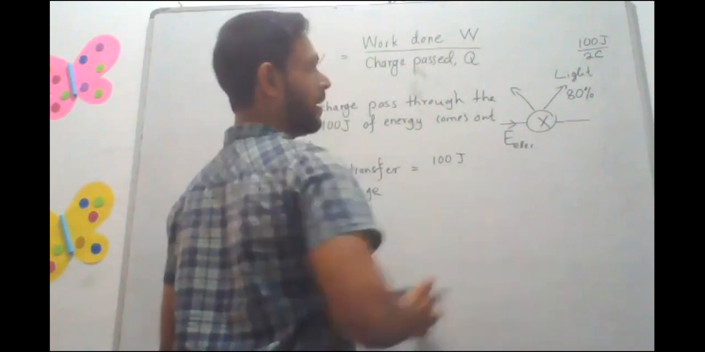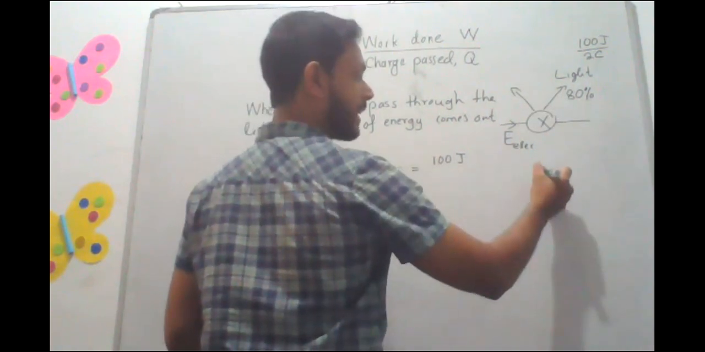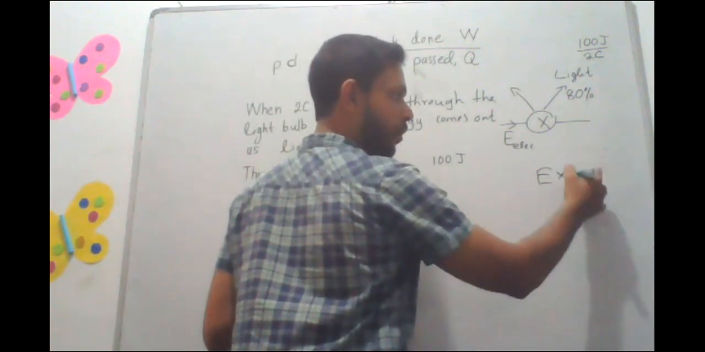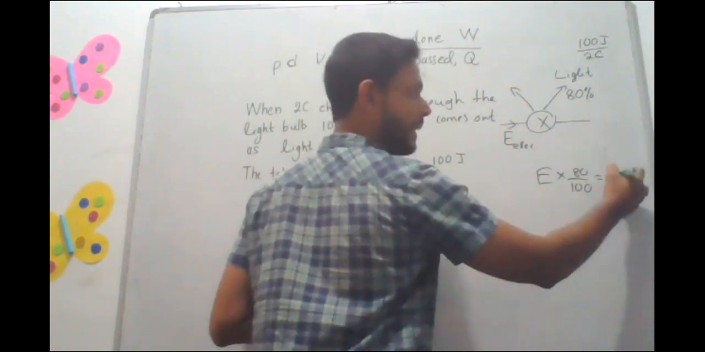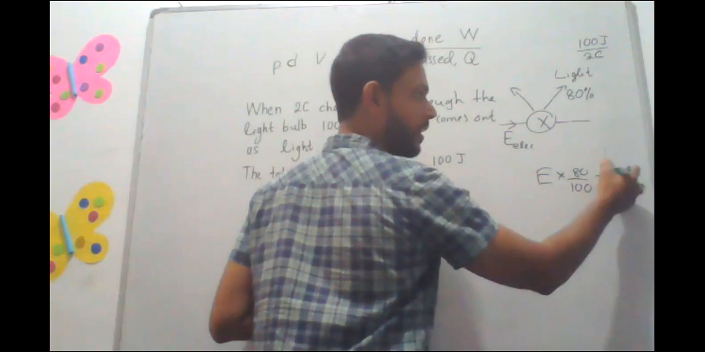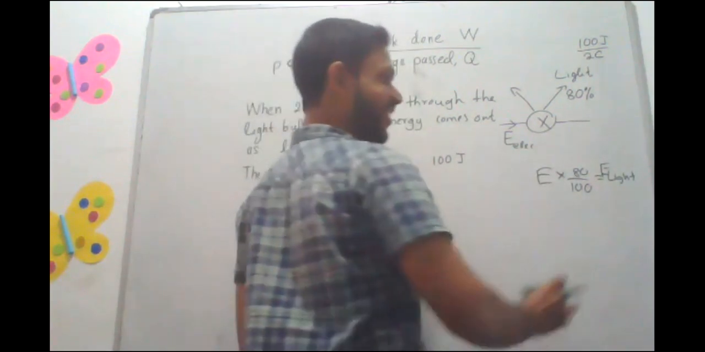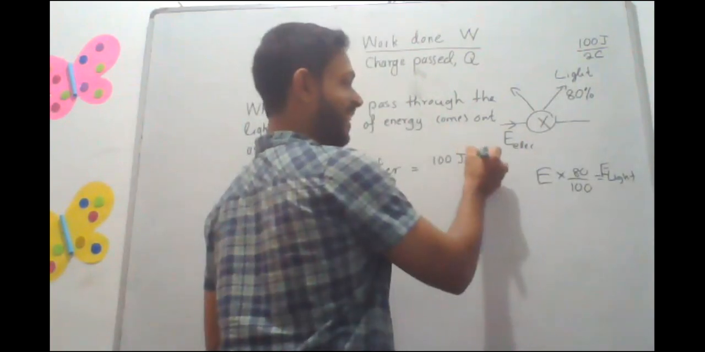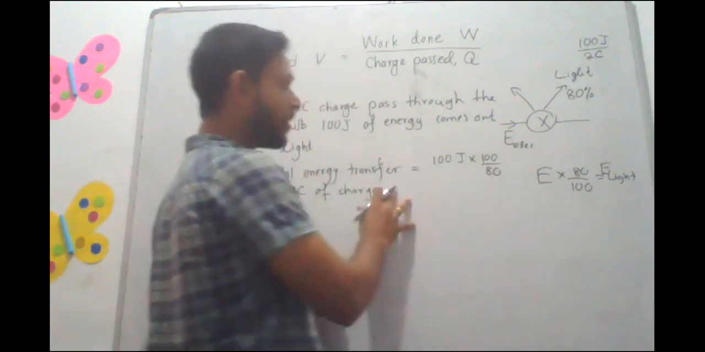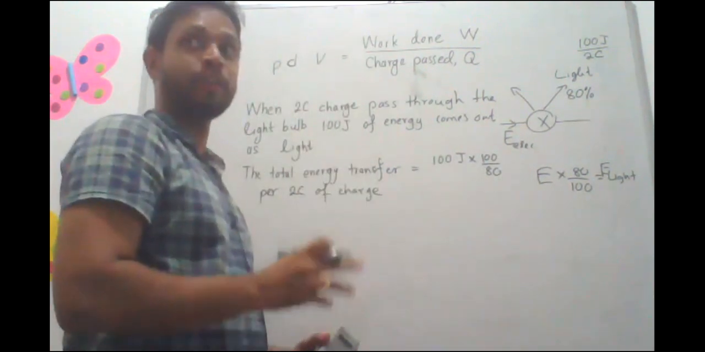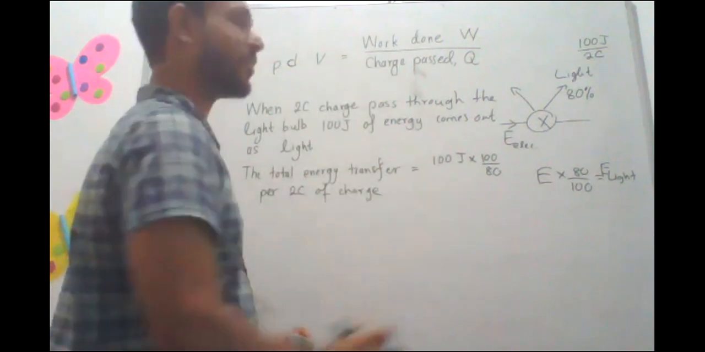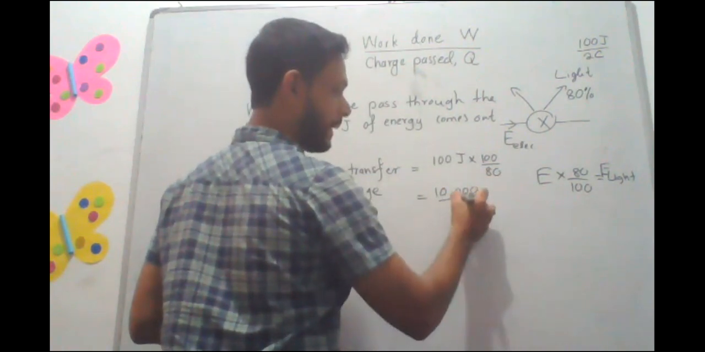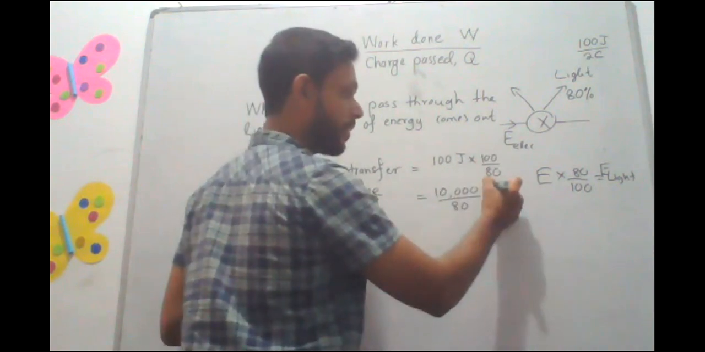Because 80% is light, so if a certain amount of energy has been transferred, that multiplied by 80 over 100 is light energy. Isn't it? So you need to take the total energy. What you have to do is multiply light energy by 100 and divide it by 80. So this is the total energy transfer per 2 coulomb, not unit charge, but 2 coulomb of charge. Alright. So let's take that. So that is 10,000 divided by 80. Still it is in joules.